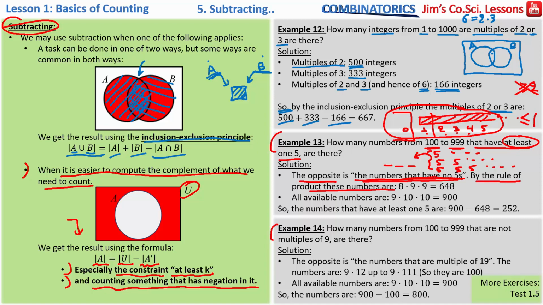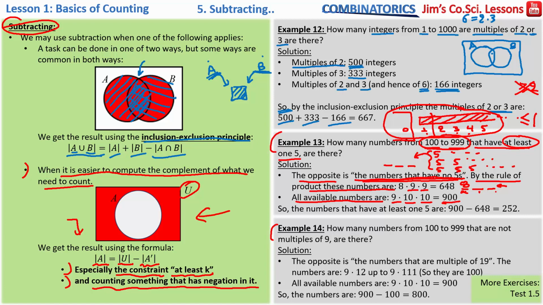Because I have just 3 spots, and these spots have now the obligation to be from 100 to 999, and there should be no 5 in them. So for the first spot, I can't have a 0 there, but I can't have a 5 also, so there are 8 available options. And then for the other 2 spots, there are 9 options, all digits except 5. Again, now all available numbers are 9 times 10 times 10. It's a total of 900.